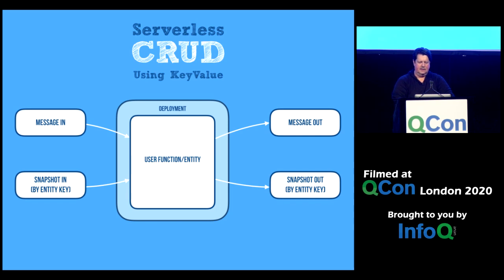So using key value for CRUD. You get your snapshot in by entity key. You get your message in to retrieve that snapshot or change that snapshot. And now you get your response back, and now you've got your new snapshot, which is now being distributed and agreed upon with all the CRDTs.